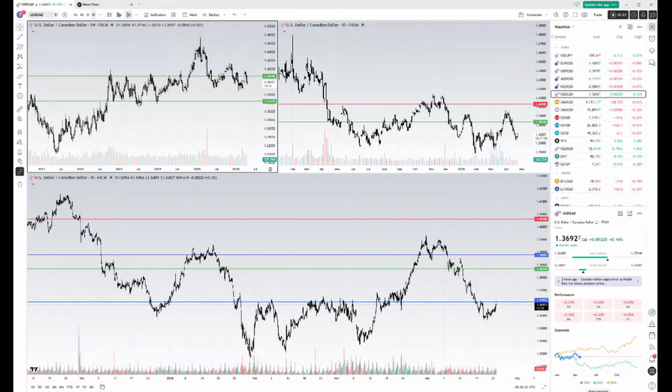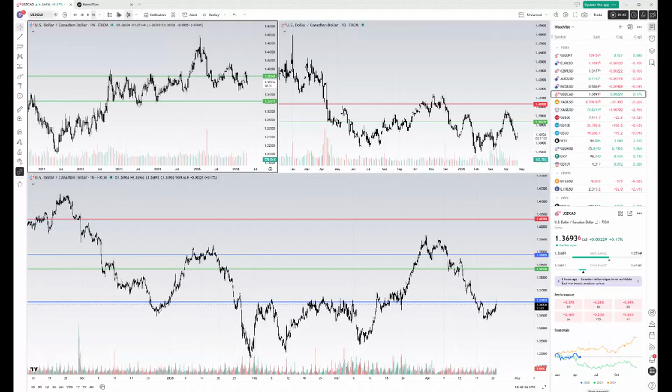So from a fundamental standpoint, the picture is mixed. Rising oil prices are supportive for the Canadian dollar because oil is a part of the Canadian economy. At the same time, the US dollar is supported by global capital flows and broader market conditions. Safe haven demand for the dollar also remains a factor.